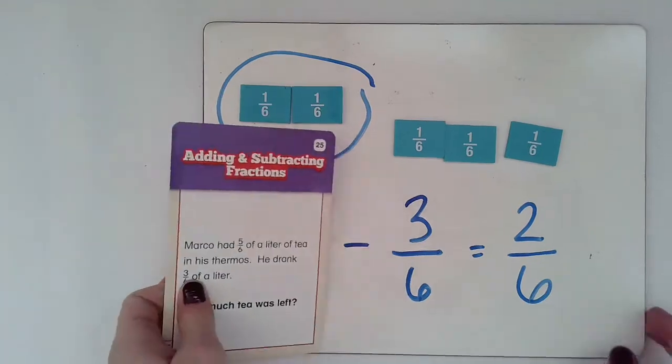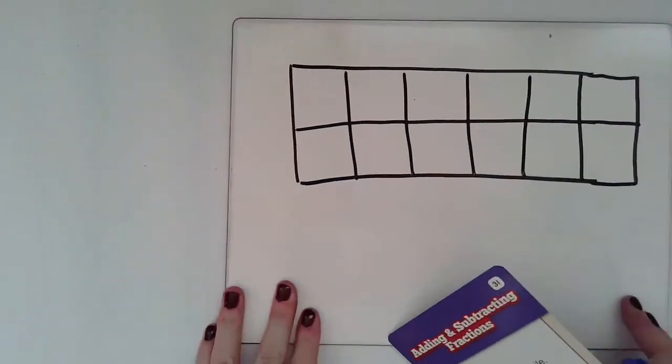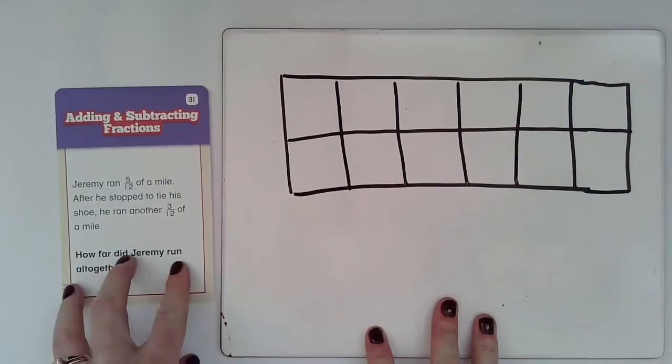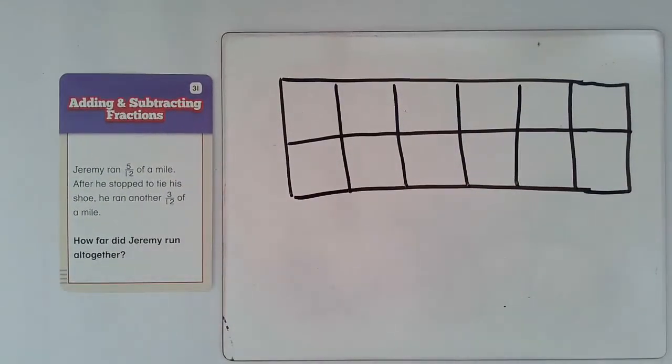All right, let's try another one. Okay, so for this one, it says Jeremy ran 5/12 of a mile. After he stopped to tie his shoe, he ran another 3/12 of a mile. How far did he run all together?